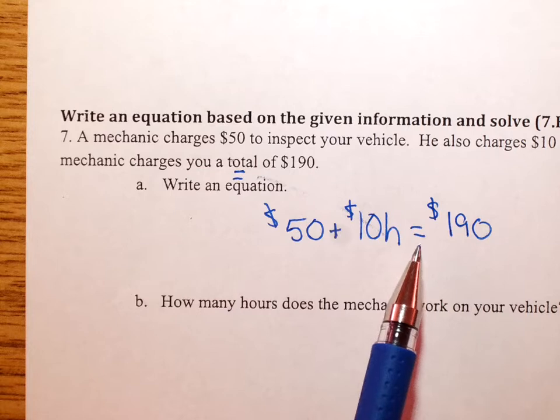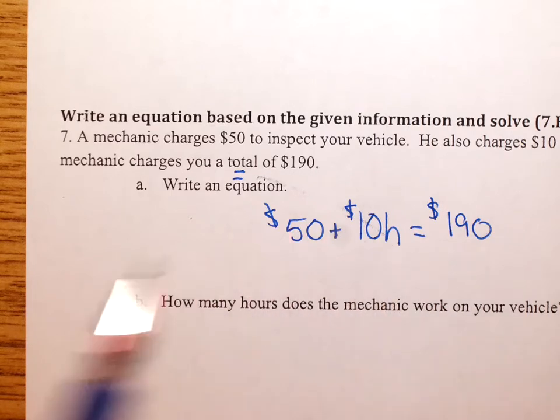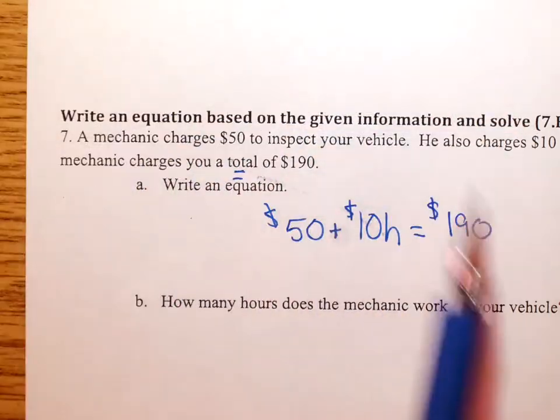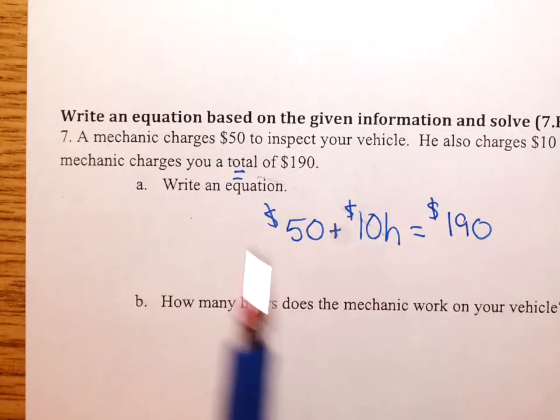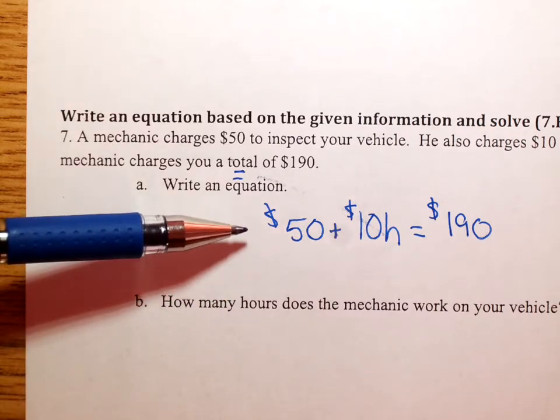I was supposed to write an equation. Does it have an equal sign? Yes. There's my variable. I've included all the numbers, the 50, the 10, and the 190. So I've covered all my bases. This equation is complete. This is something I could work out.